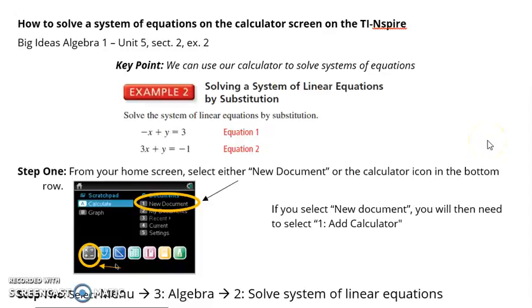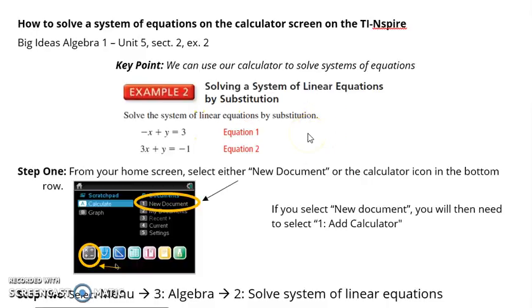Hi, and welcome to a video on how to solve a system of equations on your calculator screen on the TI Nspire. This process works for any system of equations, whether it has 2 variables or 3 variables, and in any form, whether it's solved for y, or in standard form, or no form at all. So today we're going to be examining example 2 from chapter 5, section 2 of Big Ideas Algebra 1, where we have a system of equations where they ask us to solve by substitution.